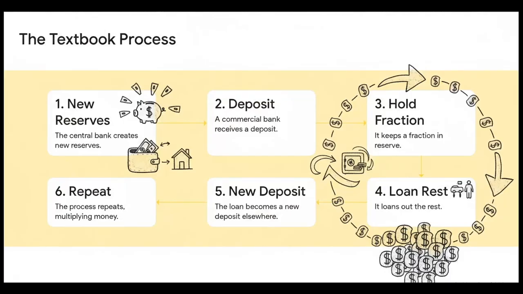Let's just walk through a quick example. Say the central bank creates $100. Bank A gets it, keeps $10, and loans out $90. That $90 gets deposited in Bank B, which then keeps $9 and loans out $81. You see the pattern, right? This process just keeps repeating, turning that initial $100 into hundreds and hundreds of dollars of actual money circulating in the economy. It's a pretty neat theory.